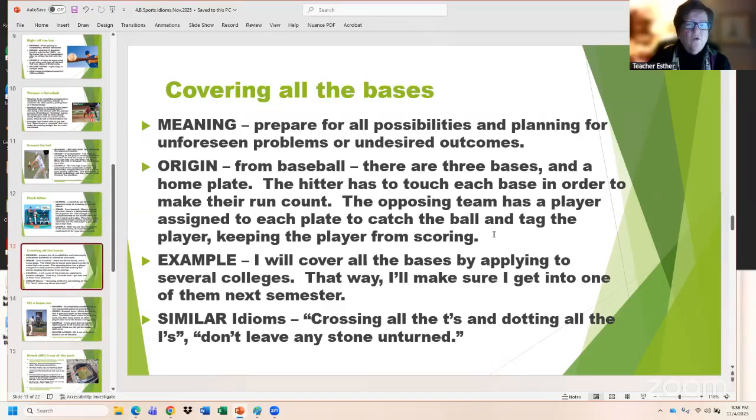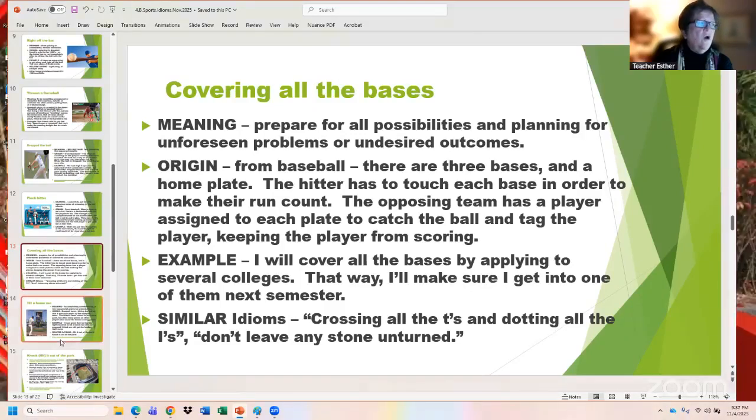So in other words, when we're writing handwriting, we're writing a word and then we want to make sure that we cross that T, okay? So we want to cross that T and dot the I's, the little I's. And then when we're looking for things, we don't want to leave any stone unturned. So those 2 idioms also mean prepare for all the possibilities or cover all the bases.